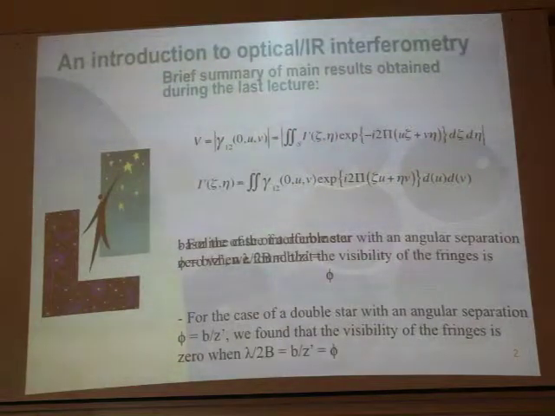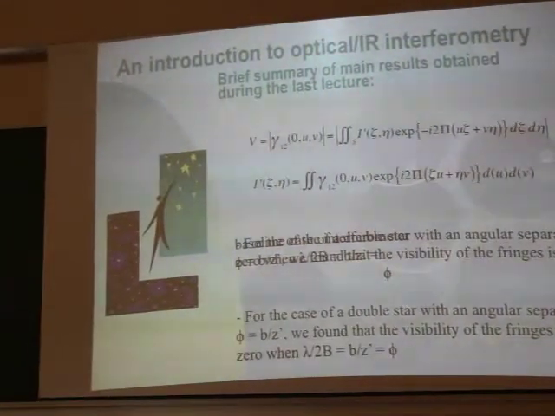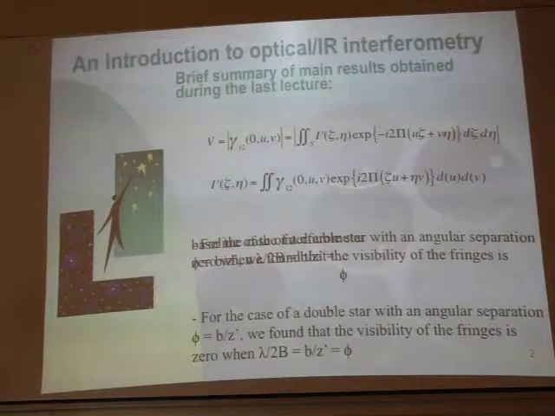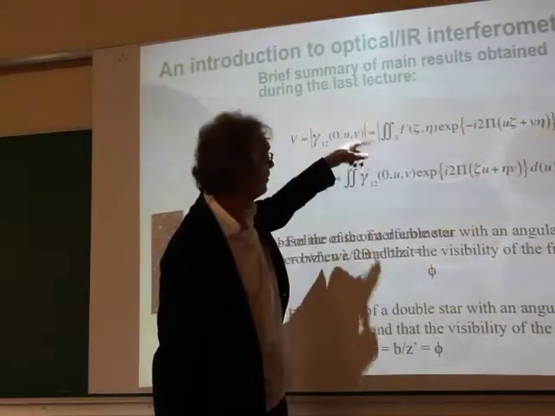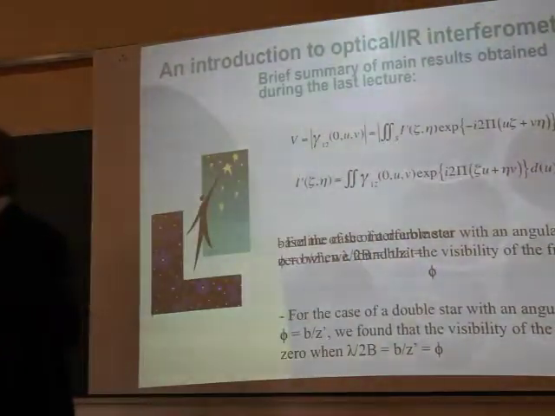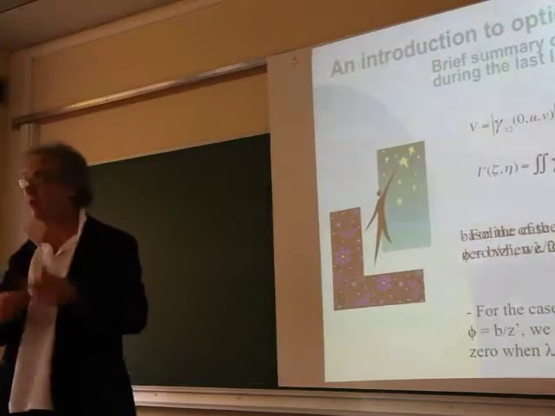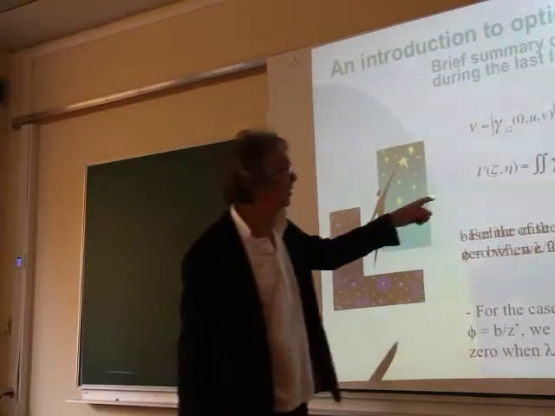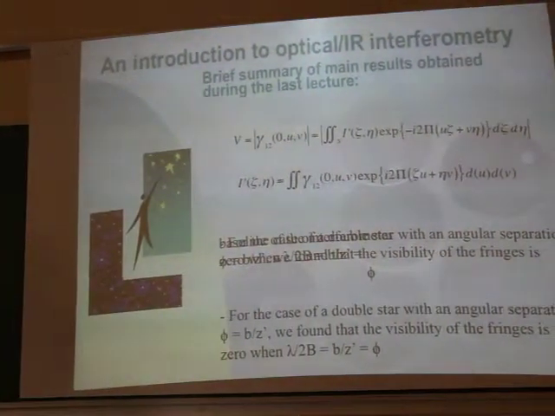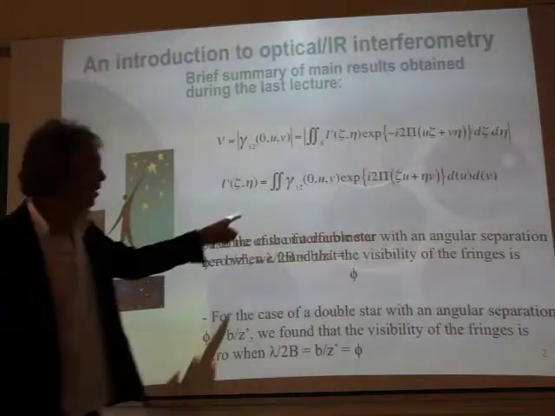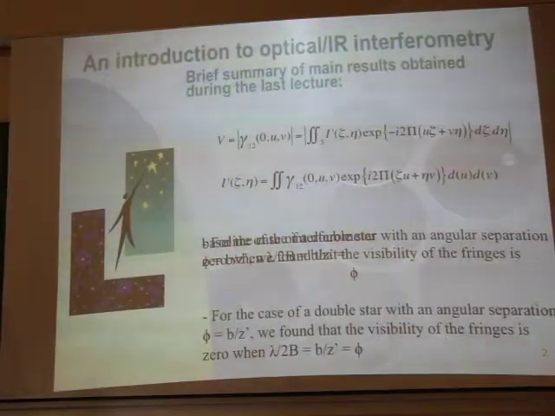During the last lecture, we derived this very important property, which is that the visibility is the modulus of the complex degree of mutual coherence, and that it was equal to the modulus of the Fourier transform of the distribution of the normalized specific intensity over the source. And inversely, I told you, it should be possible to retrieve the normalized intensity distribution when you make interferometric observations, from the knowledge of the complex degree of mutual coherence. You just make an inverse Fourier transform, and you find the result.